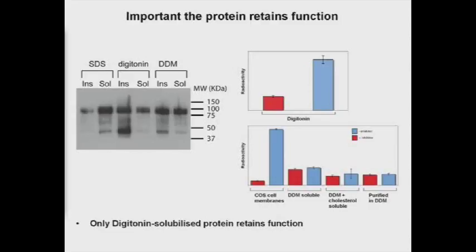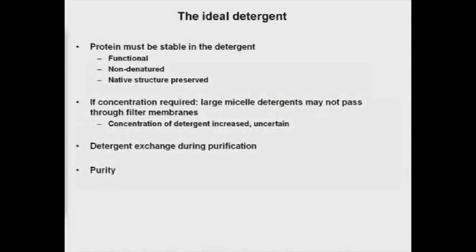However, we do get radioactive label binding for the digitonin purified protein. So for whatever reason there, DDM's nasty to the protein, digitonin seems to be better. So the point I'm making is that it's important that your protein is functional, and it's not just a question of yield, solubilizing out of the membrane.